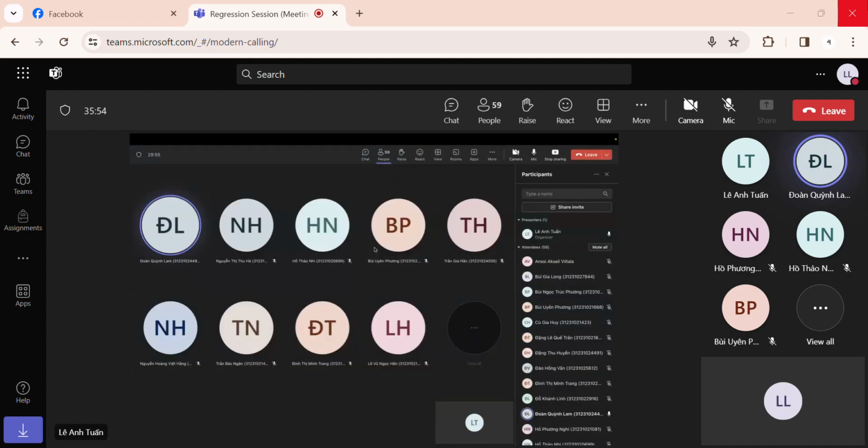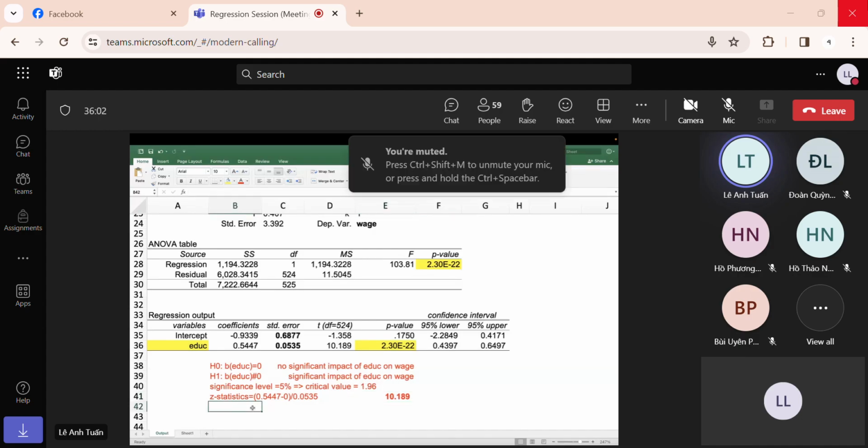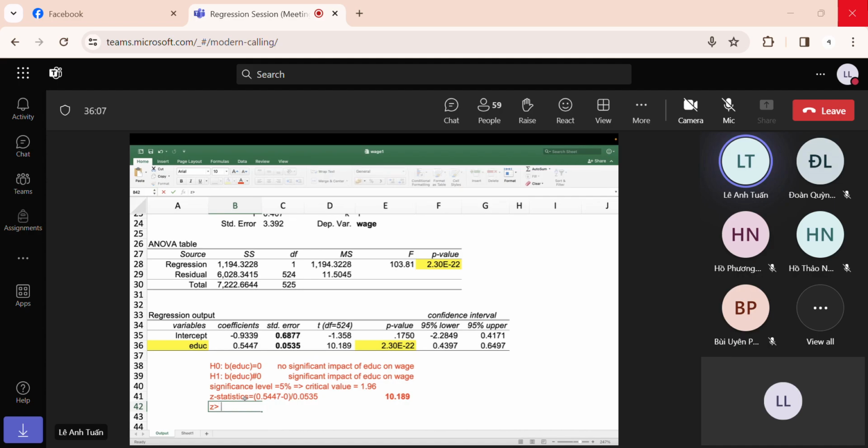You will reject it, because here you can see the z statistic is larger than the critical value, right? So we have the z larger than the critical value. This would lead us to reject the null hypothesis.